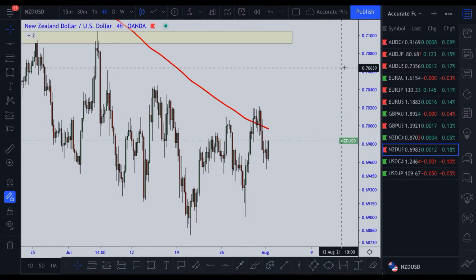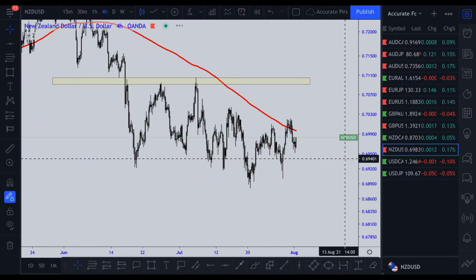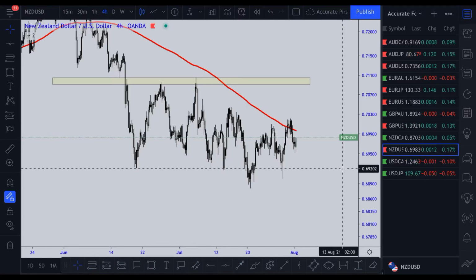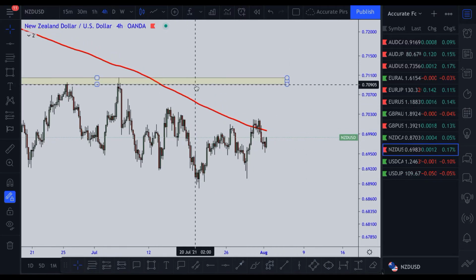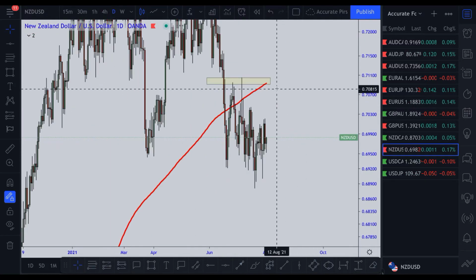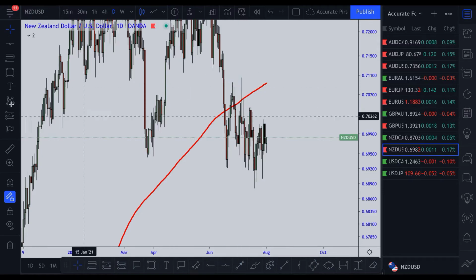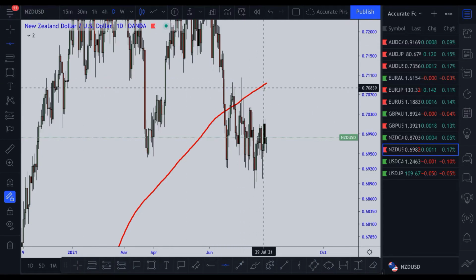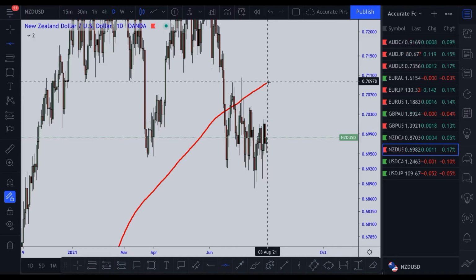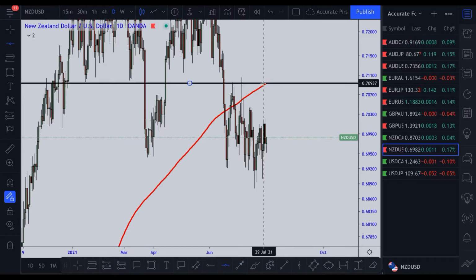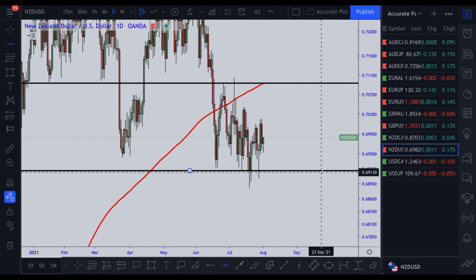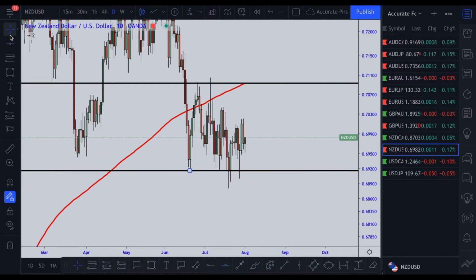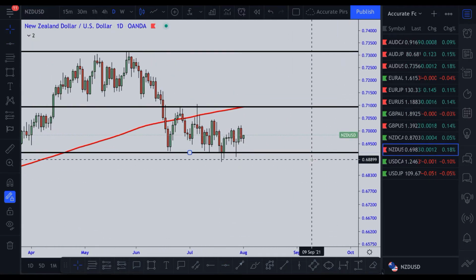Let's move on to NZDUSD. Pretty much all highlighted for you. This level right here, I'll probably have it as a major resistance level. See where these wicks are? I'll place it on that wick right there, and just on the body for this support level right here. So that's our major resistance and support level on NZDUSD.